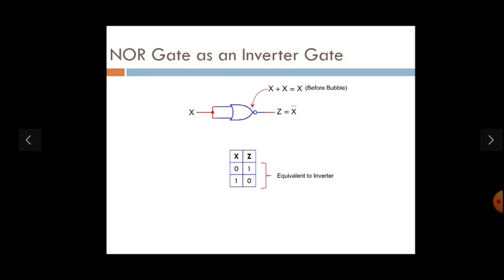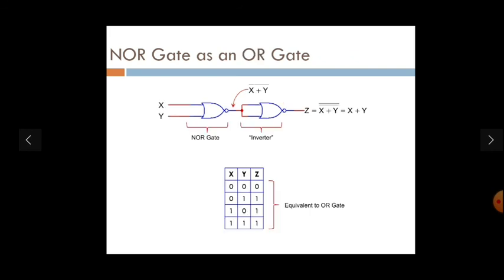Let us see how a NOR gate works as an inverter gate. See, when the two inputs are shorted and become one input of the NOR gate, it becomes an inverter gate. Okay, when input X is 0, output is 1, and when input X is 1, output is 0. So the output is the inverse of the input. So it becomes a NOT gate or inverter gate.